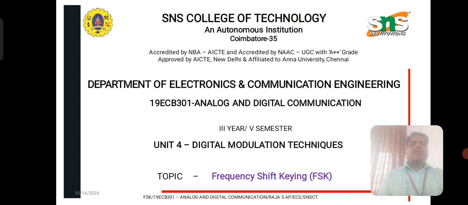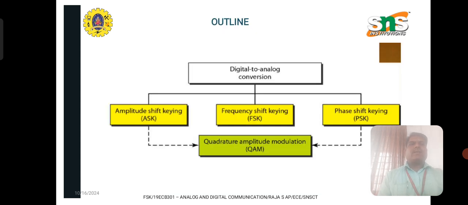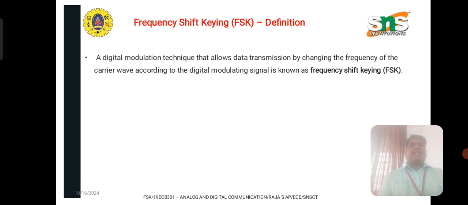The name itself tells us the frequency is shifted. As you know previously, digital to analog conversion has three methods: ASK, FSK and PSK. ASK is already completed. Now I am going to discuss FSK. A digital modulation technique that allows data transmission by changing the frequency of the carrier wave according to the digital modulating signal is known as frequency shift keying, where only the frequency is changed with respect to the carrier, whereas the amplitude and phase of the carrier are not changed.